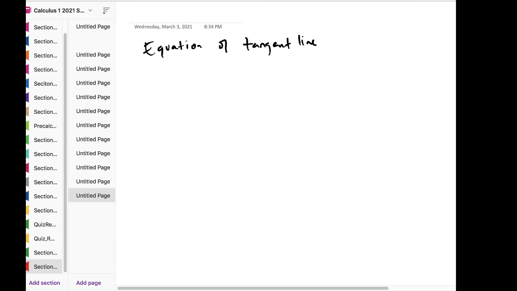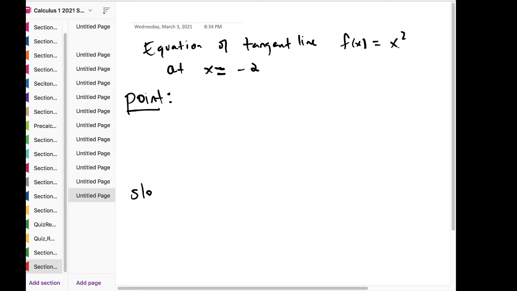So let's start easy and have f of x is equal to x squared at x equals, let's do -2. Okay, so what two pieces of information do I need for the equation of the tangent line? Sure, we can do the point first. So let's do the point and let's do the slope. So how do you find the point on the line at x equals -2? What's the point that I can use?